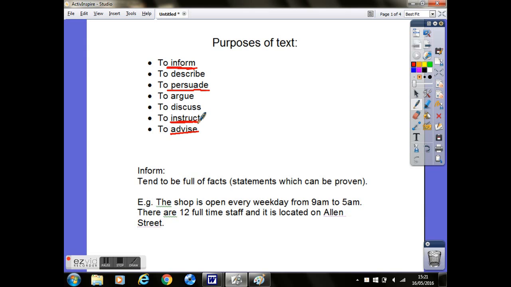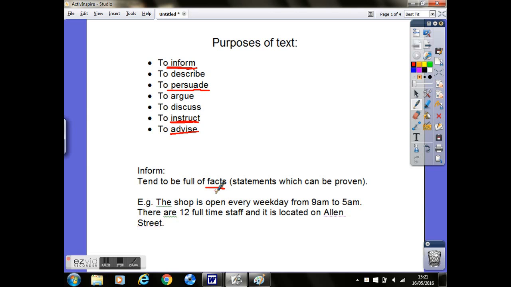So first of all then, we've got to inform. So hopefully this one essentially does what it says on the tin. It's providing you information on something. So as a result, it'll tend to be full of facts, which I've written on here. And facts are just statements which can be proven.